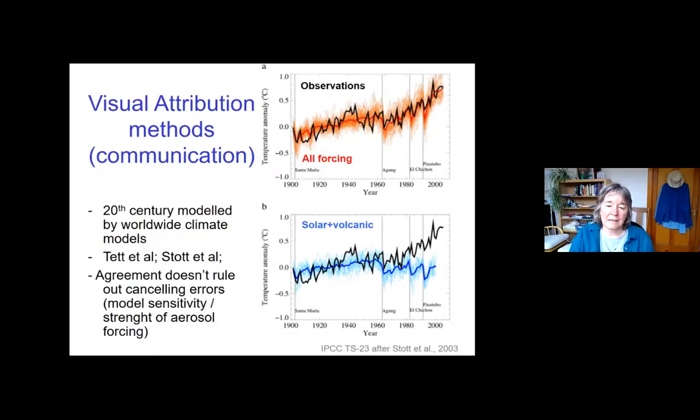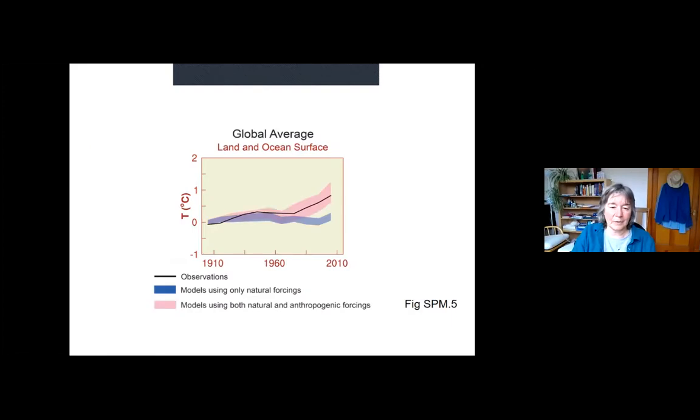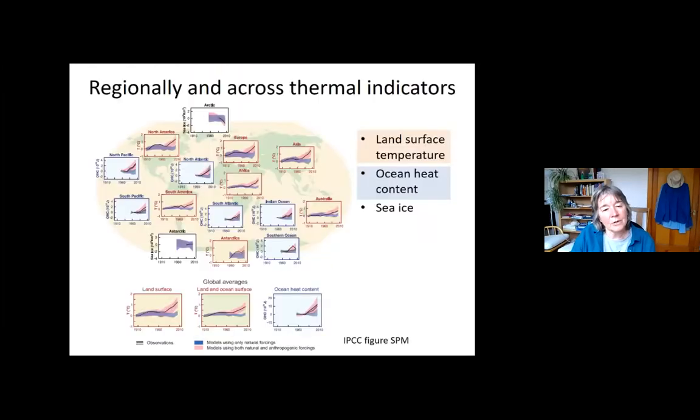We have also done this kind of intuitive attribution, where you compare the observations in black with model runs with and without greenhouse gases in red and blue, and the IPCC has plotted it in this way so that you can see the observations are similar to models with both anthropogenic and natural forcings, but not natural only. We've done it all over the planet. We've done it also for ocean temperatures. That's the ocean heat content in the white panels, sea ice, and all regions seem to show an emerging signal of warming, with the exception of Antarctic sea ice in this IPCC figure. I think it's from AR5.